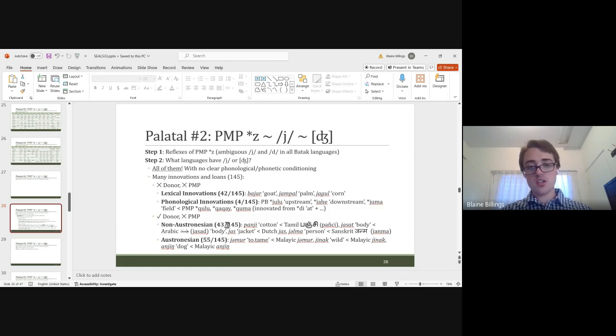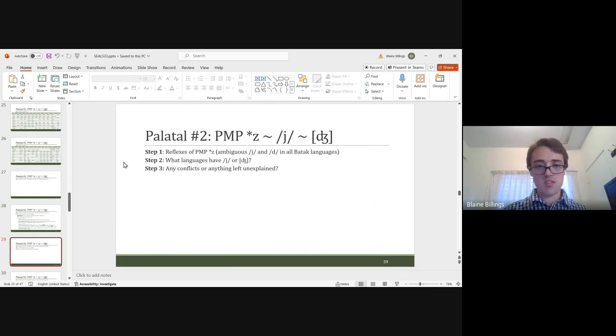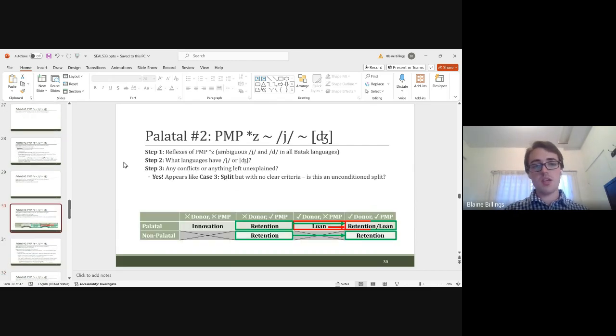And then this stands in contrast to those words that are clear loans, so clear from non-Austronesian languages or from Austronesian languages, borrowing the palatal affricate in. So you have these two sources, native innovations and non-native loans. How does this resolve with the reflexes that we have from PMP? So step three is, do we have any conflicts or anything left unexplained?